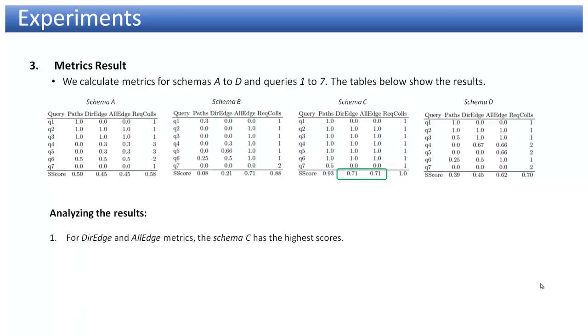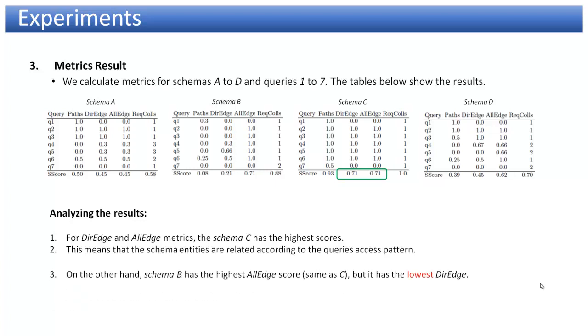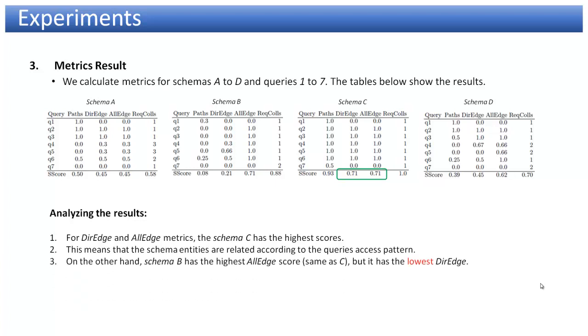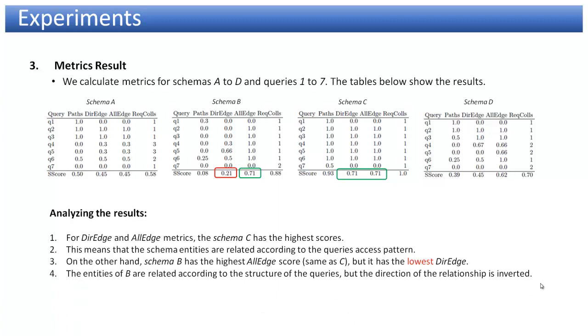For the dir edge and all edge metrics, schema C has the highest scores. This means that the schema entities are related according to the query access pattern. But schema B has the highest all edge score, same as schema C, but has the lowest dir edge score. It is because the entities of B are related according to the structure of the queries, but the direction of the relationship is inverted. So dir edge and all edge provide an overview of the correspondence between schema and query entities.